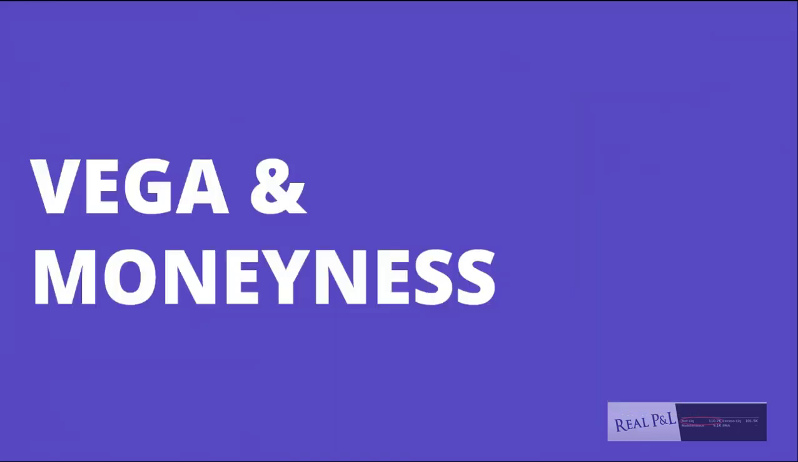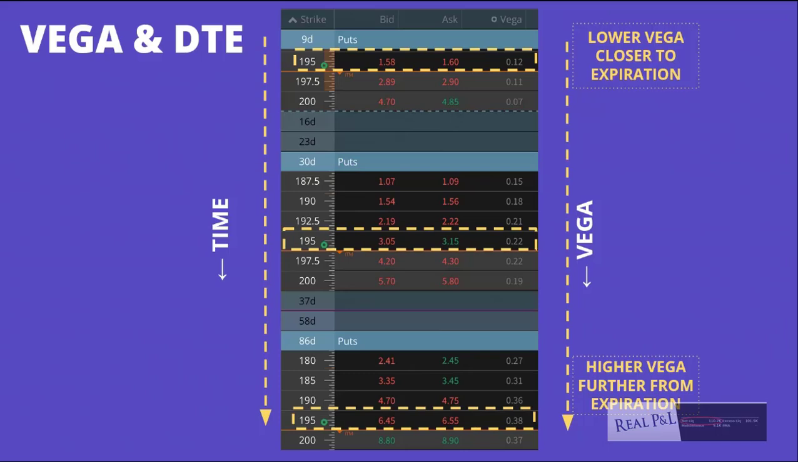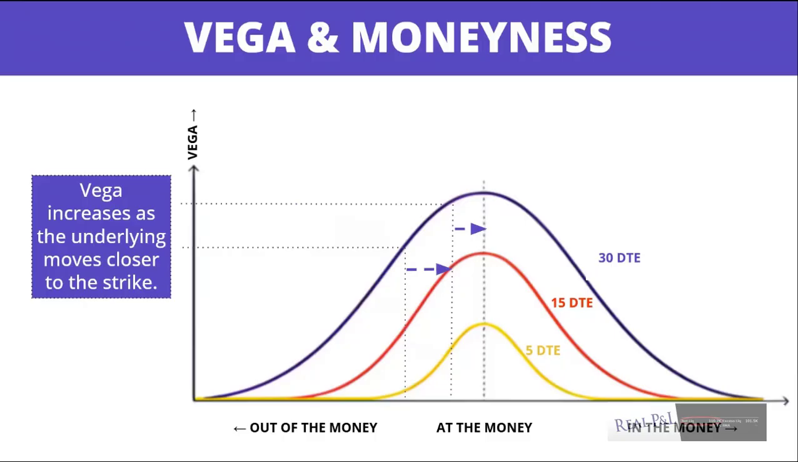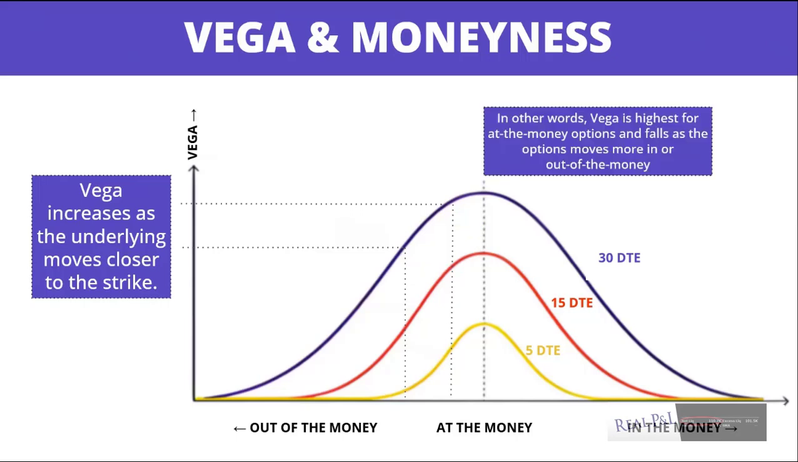Vega and moneyness. So again, looking at the traditional models, you can see the lower Vega because you're closer to expiration and the higher Vega when you're further from expiring, all else being equal. Vega increases as the underlying moves closer to the specific strike that's at the money. In other words, Vega is highest for at the money options and falls as options move more in or out of the money.